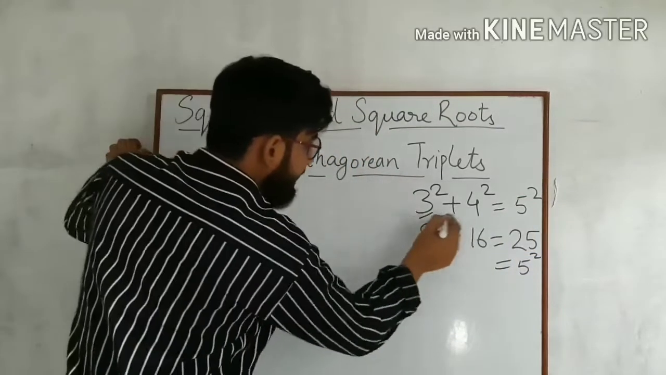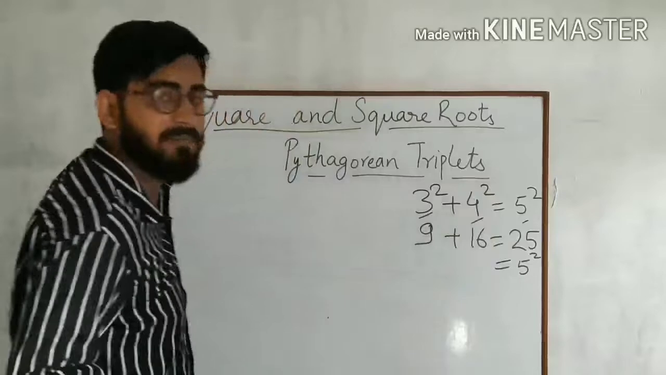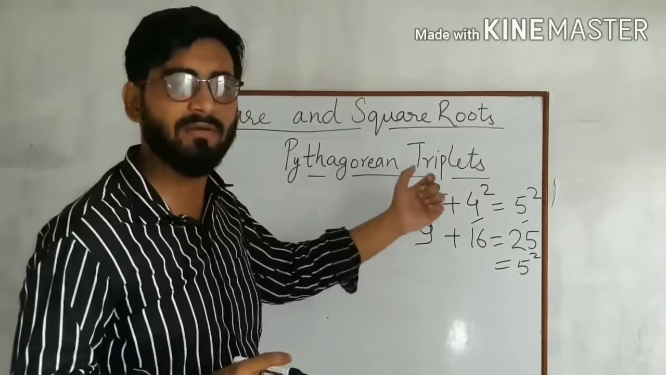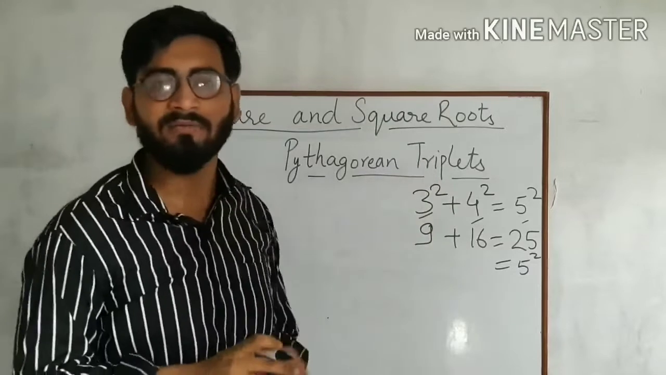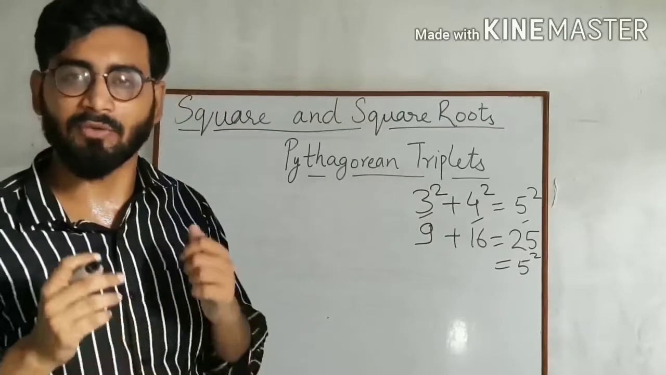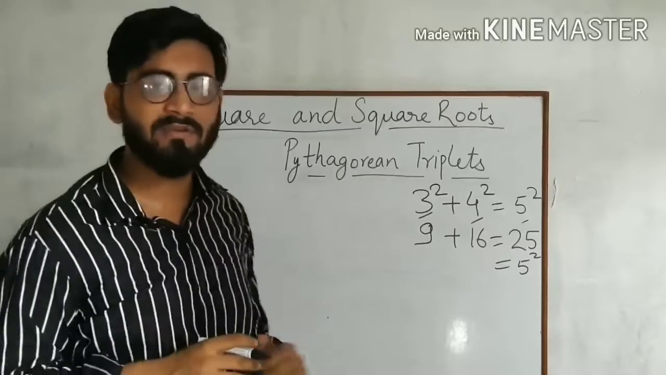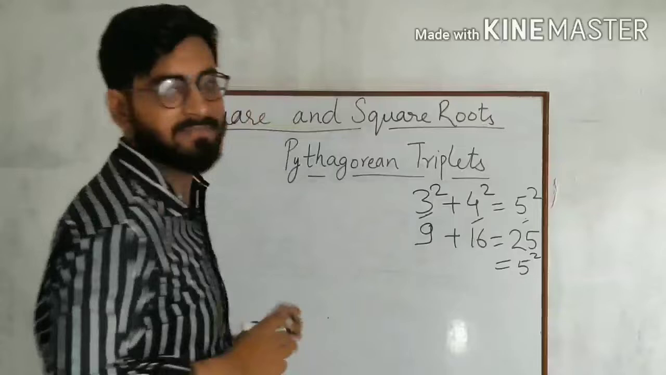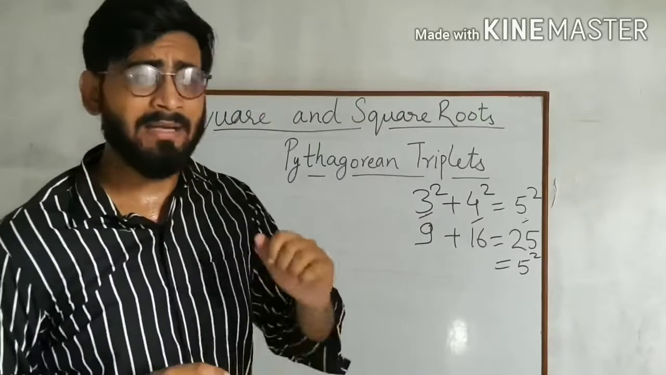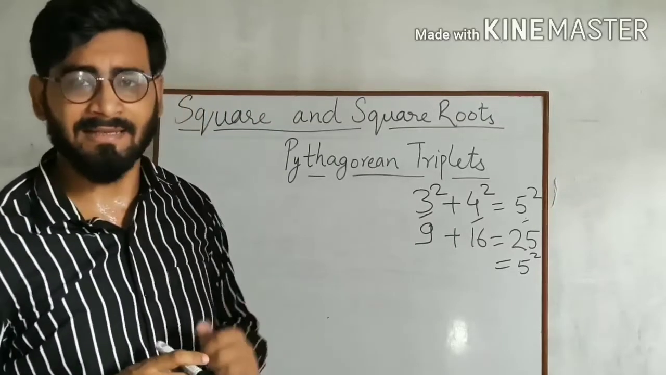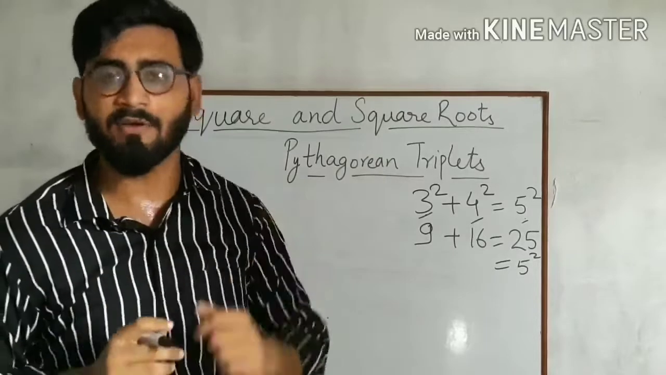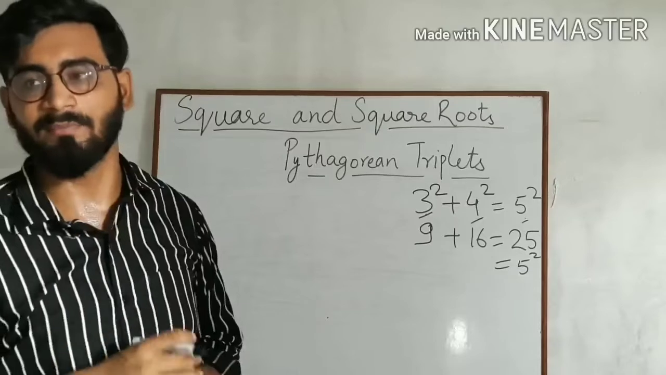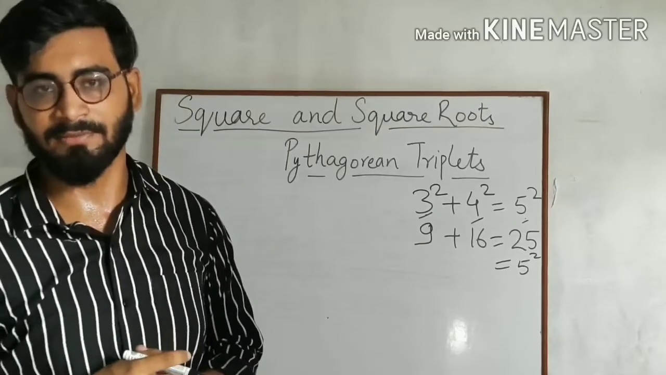So these 3, 4 and 5 are the members of a Pythagorean triplet. That is, when the sum of squares of two numbers is equal to the square of a third number, that is a Pythagorean triplet. So what are the members of the Pythagorean triplet here? 3, 4 and 5. Understand? But when the question comes, you will be given one member of a Pythagorean triplet. Then you have to find the other two members.